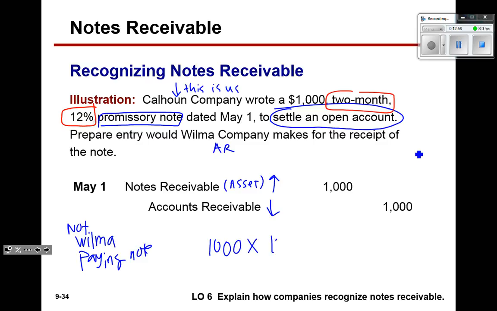times 12%. Times, I see months, so I'm going to divide it by 12, and how many? 2. What's she going to owe us after 2 months at 12%? Not a ton, because it's only 2 months. And you don't have to necessarily calc that out, but I'm just saying.